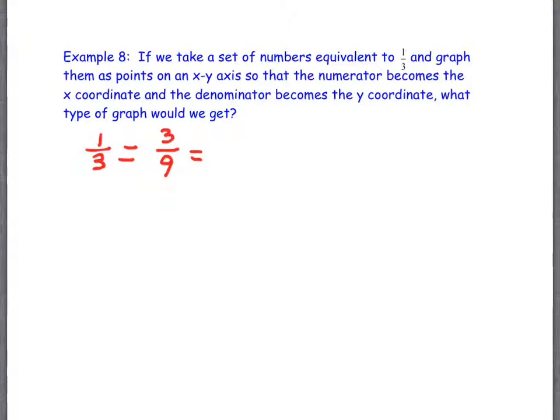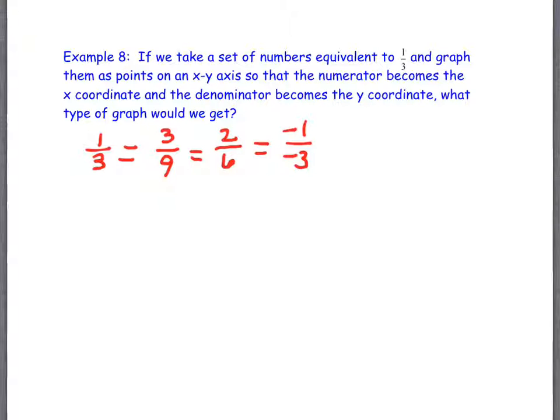4/12. Can I go smaller? I don't want to get too large because it'll make it harder for me to graph. 2/6, okay. And I'm going to do one more that you might not have thought of, just because I want to have some negatives involved to see what would happen. So what if I do -1 over -3? That would work too, right? Okay, so these are equivalent fractions.